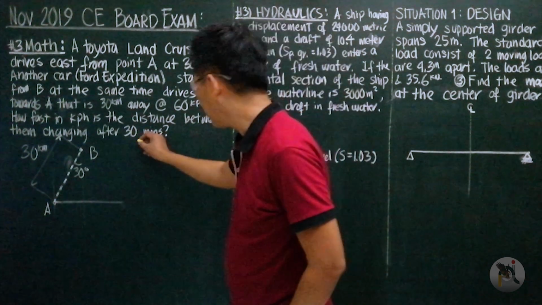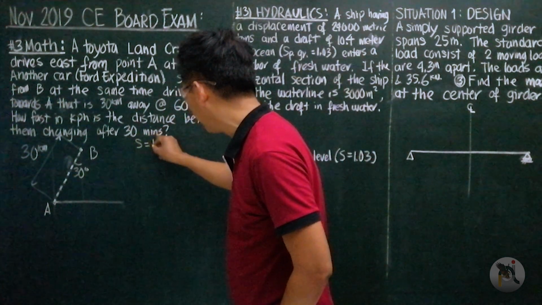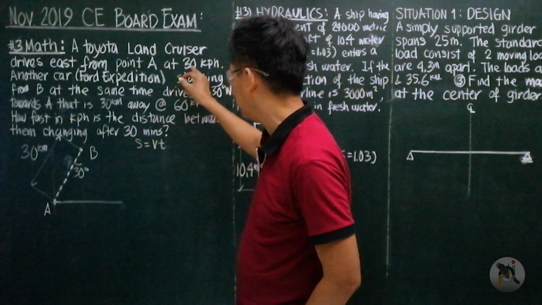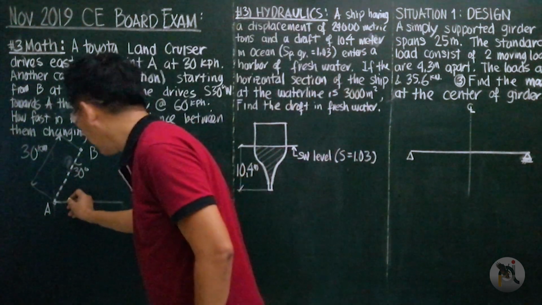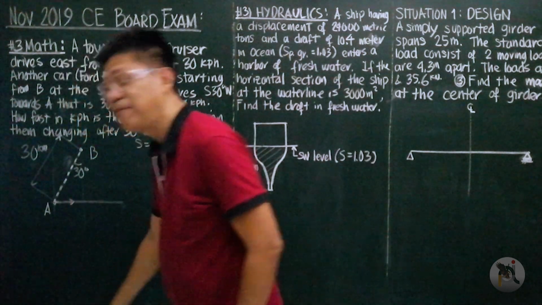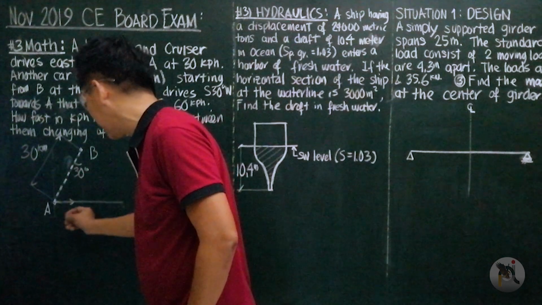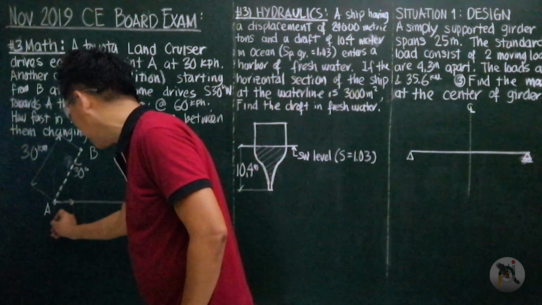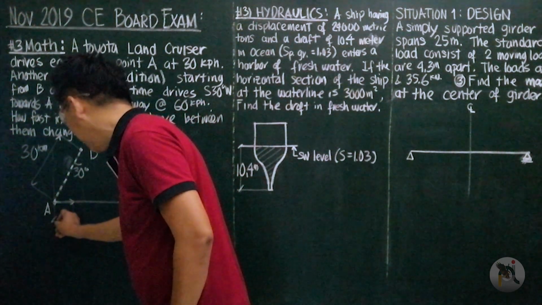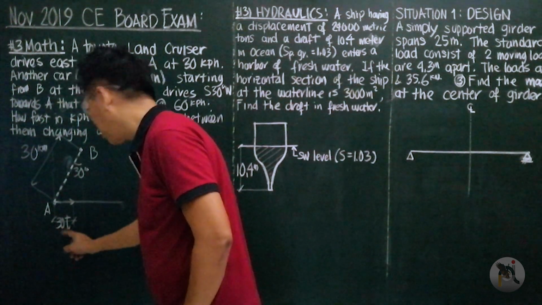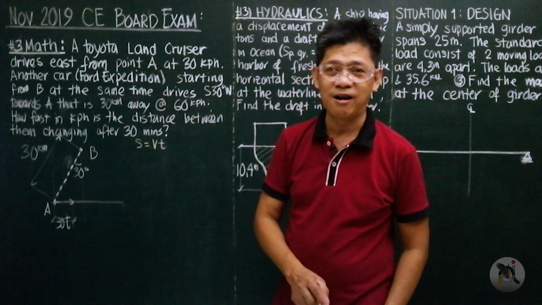So using the formula S equals velocity times time, the velocity is 30, so the distance traveled by our car starting from A due east is 30 times t. The velocity is in kph, so time must be in hours.